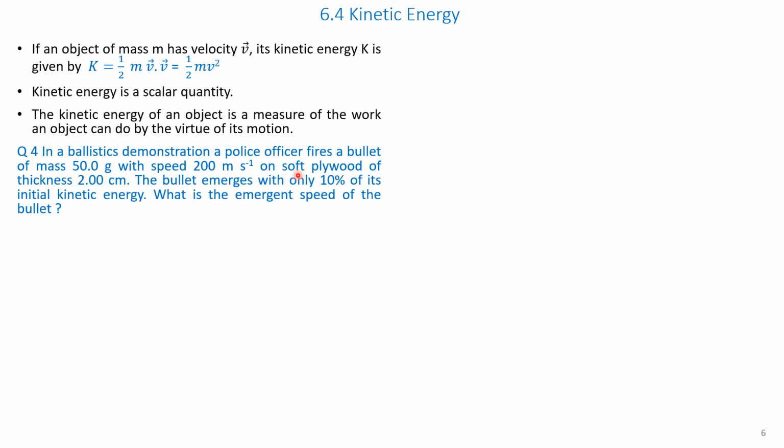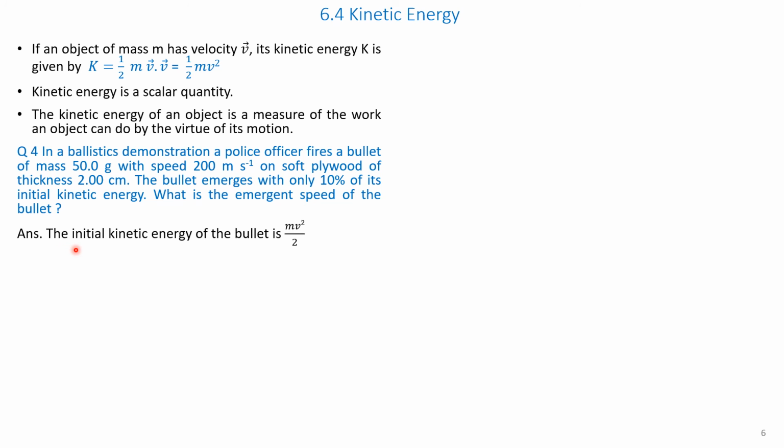Let us take an example. Question number 4. In a ballistic demonstration, a police officer fires a bullet of mass 50 grams with a speed of 200 meters per second. So mass is 50 grams, speed is 200 meters per second, and he fires the bullet on a soft wood of thickness 2 centimeters. The bullet emerges with only 10% of its initial kinetic energy. We have to find the emergent speed of the bullet. So, what is the emergent speed of the bullet?